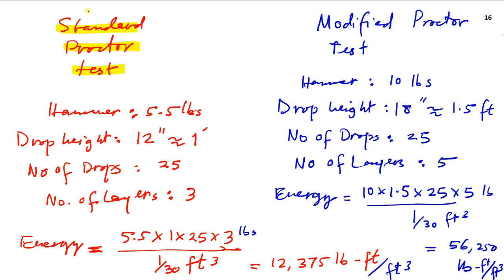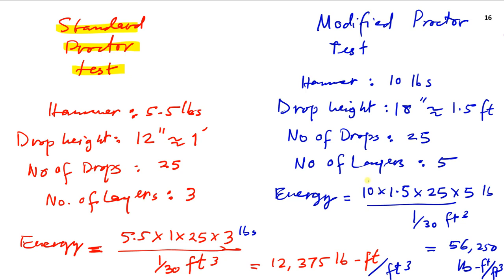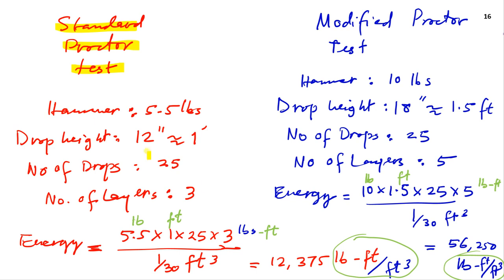Let me correct it here. This 10 is the pound and 1.5 is the foot, so this total is going to be pound foot. Similarly here we have 5.5 pounds and the drop is 1 foot, and the total is 75 times, so this is also pound foot. So the total volume is pound foot per cubic foot. These are our units and these are the values.